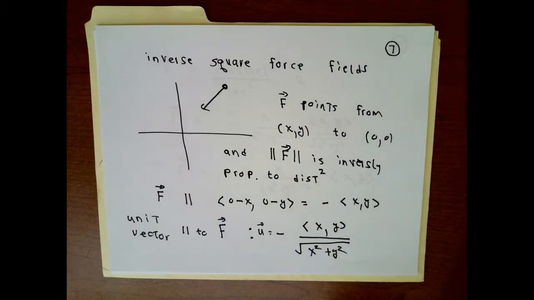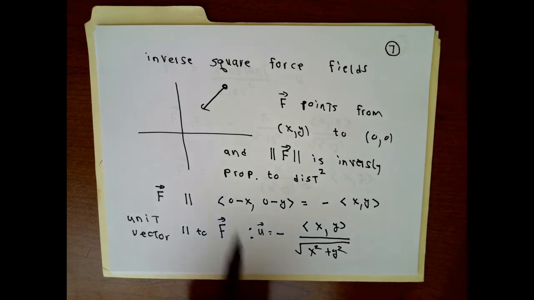One particularly interesting type of force field as a vector field are the inverse square fields. The vectors that we're going to look at point from the location that we are at towards the origin, and the magnitude of the vector values are inversely proportional to the distance squared. So doing the end minus start thing again, this says that f must be parallel to the negative of the vector (x, y).